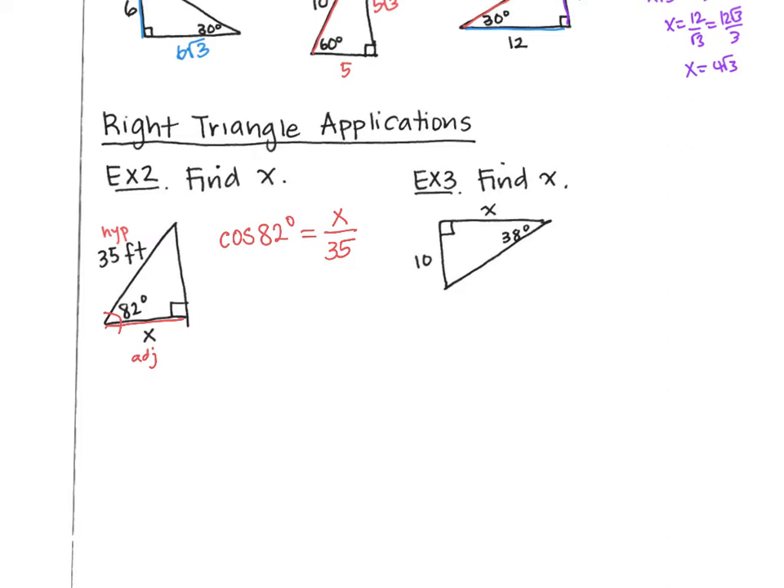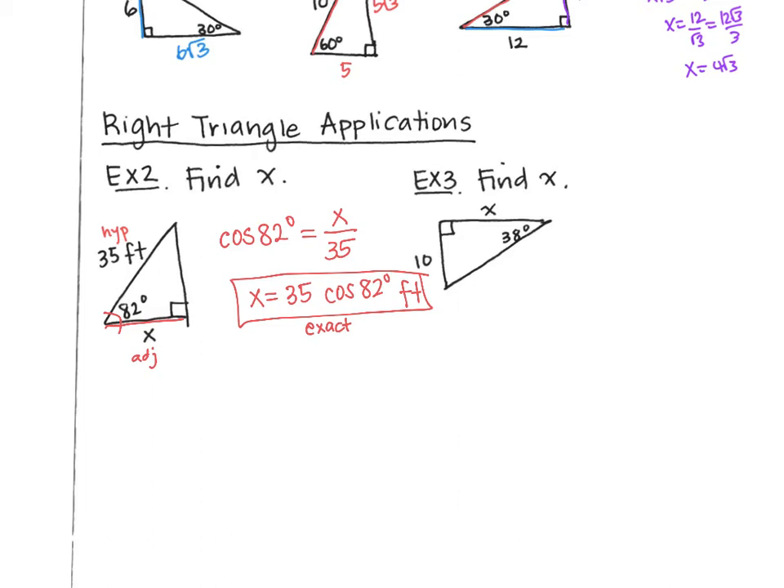I want to see your trig equation. You could probably solve it in your head, but I need to see the trig equation. Okay, now if I'm going to solve this, I'm going to multiply by 35 on both sides. Okay, if I multiply by 35, the 35 cancels, and then I get x equals 35 times the cosine of 82 degrees. Okay, now if I didn't have a calculator and I wanted an exact answer, I would just throw some units on there. Okay, and that would be an exact answer.